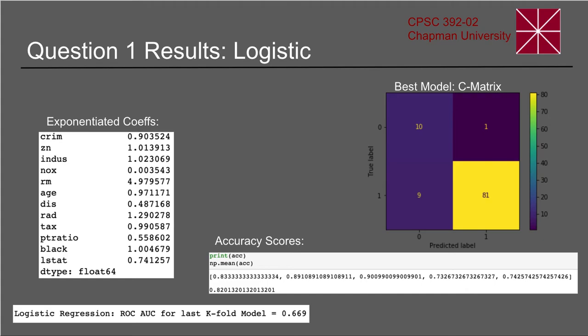And finally, the AUC, the area under the curve of the receiver operator curve, for the weakest model was approximately 0.7, which is, as a rule of thumb, considered acceptable. So overall, I'm pleased with the results from the logistic regression model.